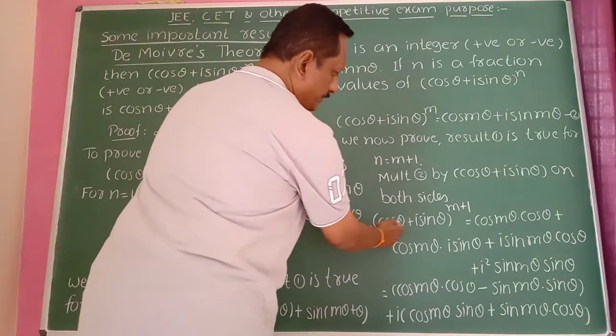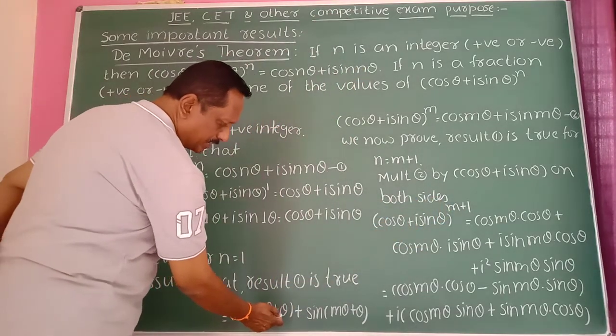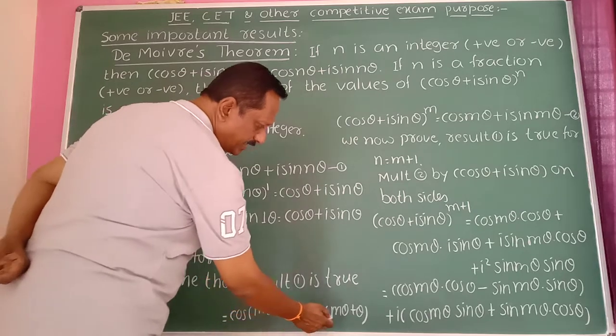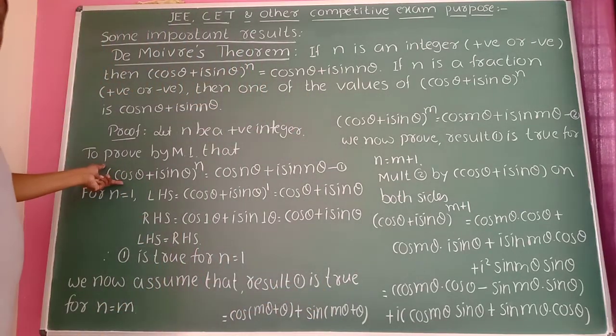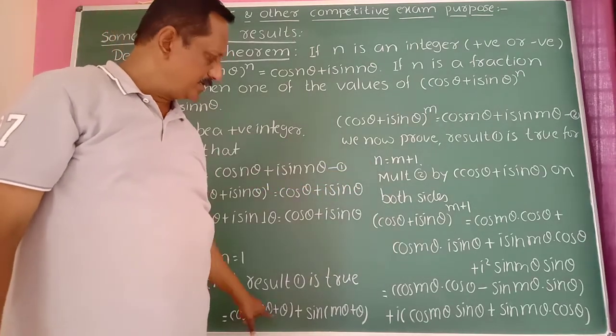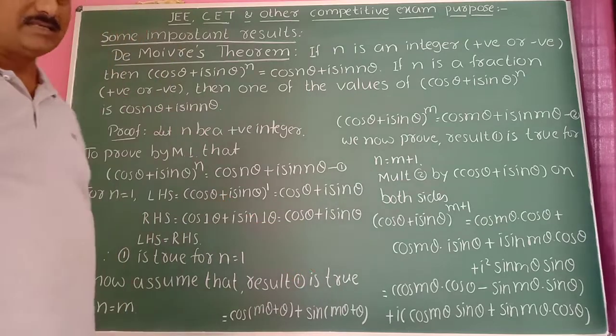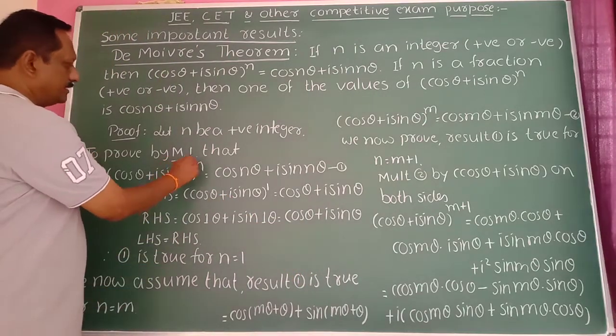Therefore (cos theta + i sin theta)^(m+1) = cos((m+1)theta) + i sin((m+1)theta). Theta is common here. So this is true for n = m + 1. LHS is equal to RHS here. So we used mathematical induction here.